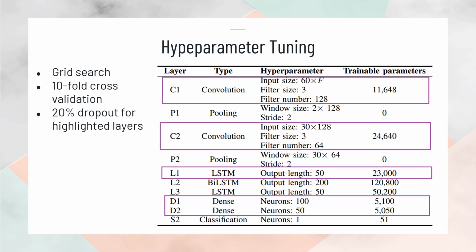This huge architecture obviously needed the best hyperparameters for the best performance. The authors followed grid search optimization with tenfold cross-validation to find the best hyperparameters for all the layers. 20% of the neurons are dropped out for the highlighted layers. Dropout randomly eliminates selected neurons. This helps in avoiding overfitting.